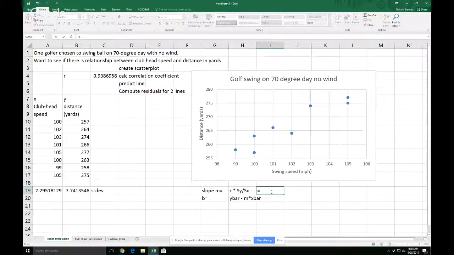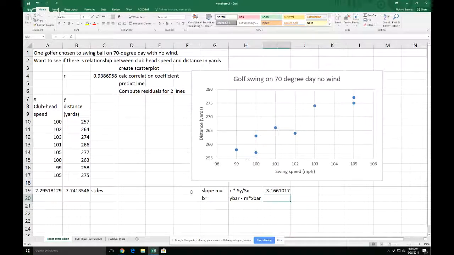So we're going to click on my R, which is the 0.93, times the y, which is the distance in yards, which is 7.74, divided by the other one, 2.29. I don't think people know what the other one is on the video, but yeah, 2.29. Okay? So I got a slope of 3.1661.